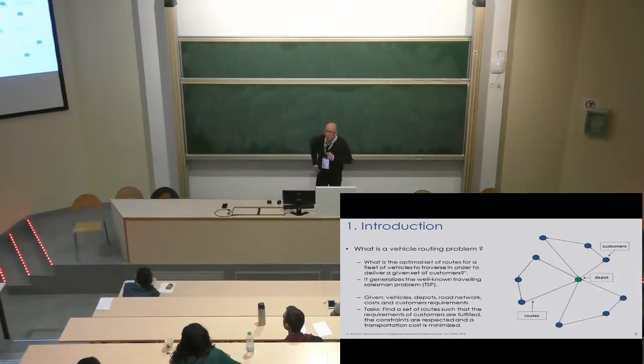And the vehicle routing problem, you also know what it is. The problem is to find an optimal set of routes for a fleet of vehicles to traverse in order to deliver to a given set of customers. It is a generalization of the traveling salesman problem. So we have vehicles, depots, a road network, costs, customer requirements, and we want to find routes in order to satisfy the customers and to minimize the total cost.